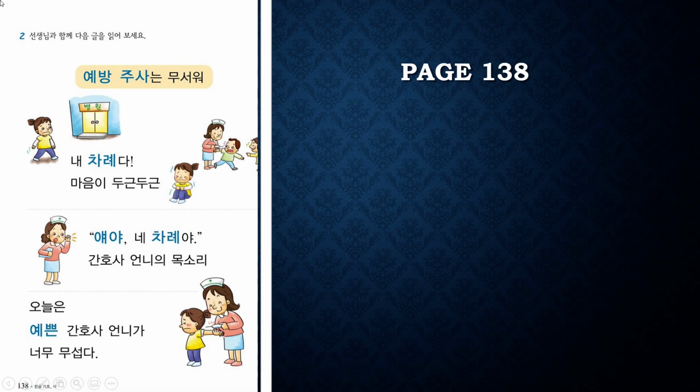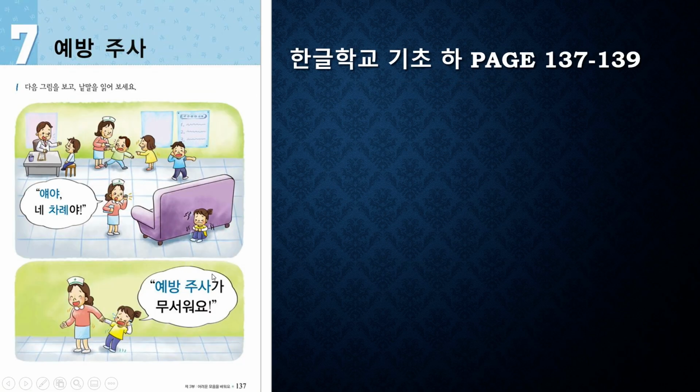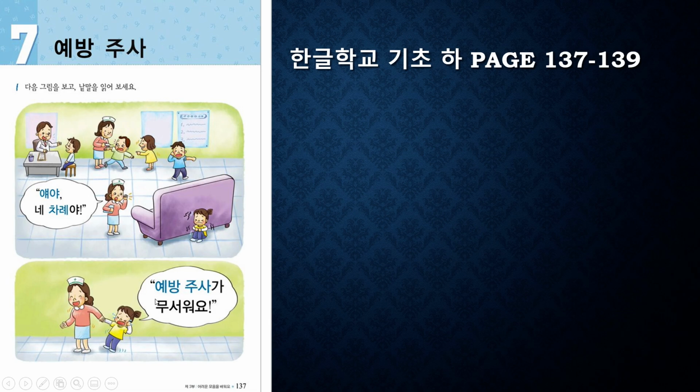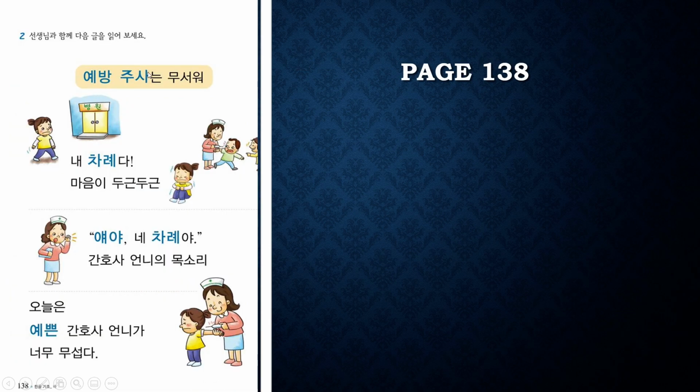Alright, page 138. 선생님과 함께 다음 글을 읽어보세요. 예방 주사는 무서워. How do I know so easily? It is almost exactly the same as this. So 예방 주사, but it's 느 and then 니은 받침. 예방 주사는 무서워.